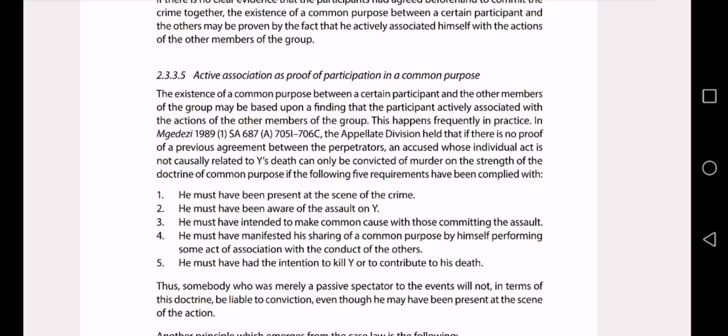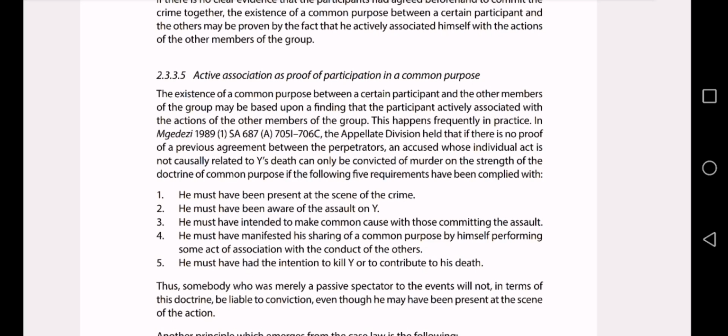Active association as proof of participation in a common purpose. The existence of common purpose between a certain participant and other members of the group may be based upon finding that the participant actively associated with the actions of the other members of the group. It happens frequently in practice.